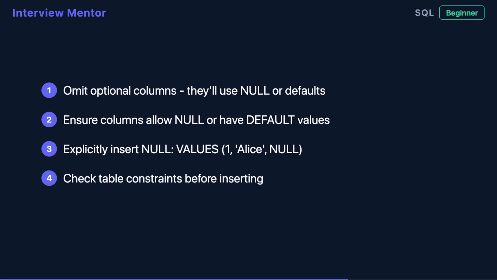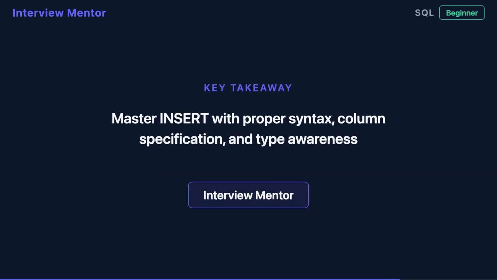or backups. For optional columns, you can omit them from your column list and the database will use null or the column's default value. Just make sure those columns allow nulls or have defaults configured, otherwise your insert will fail. Master insert by using explicit column names, matching data types precisely, and leveraging batch operations when needed.